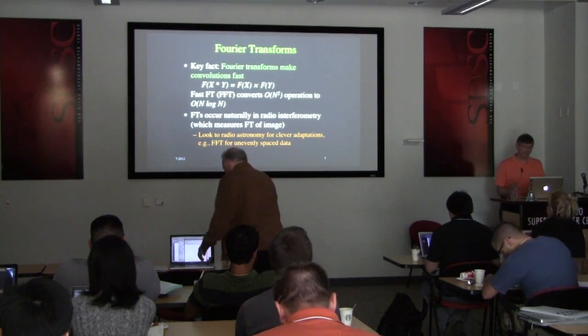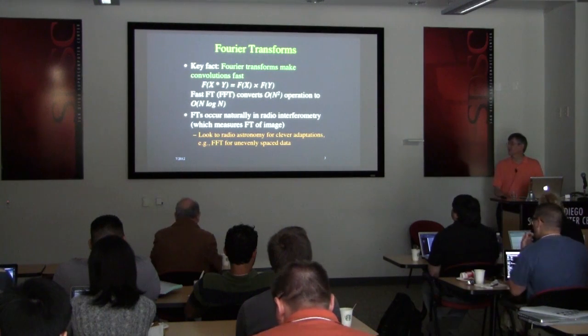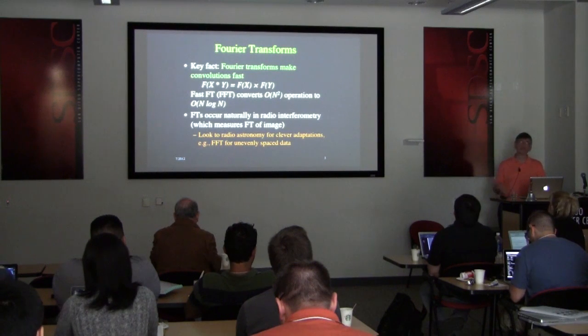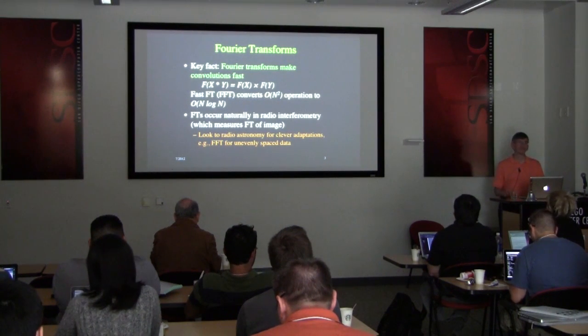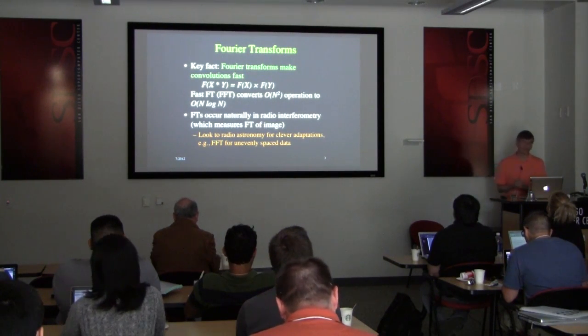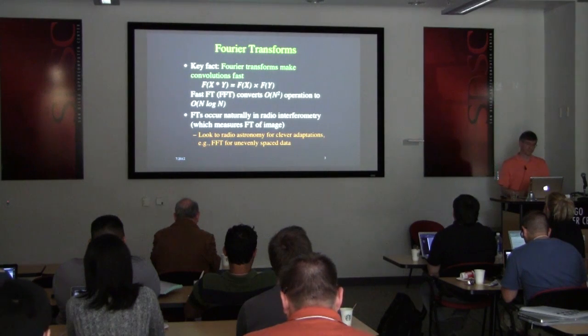And the very important feature of Fourier transforms, which you probably all know about, is the convolution theorem, which says the Fourier transform of the convolution of two functions is the product of the Fourier transform of those two functions. So that is an algorithm for taking a convolution operation, which can be a very time-consuming operation, and turning it into a much faster operation.